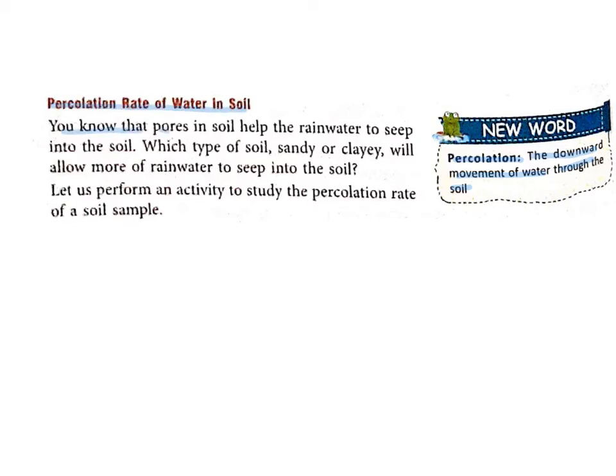You know that pores in soil help the rainwater to seep into the soil. Which type of soil, sandy or clay, will allow more rainwater to seep into the soil? I hope you all can answer it. Dear children, here you need to compare the particle size of sandy soil and clay soil. Now children, as you know, sandy soil contains larger particles, hence contains more gaps. The rate of percolation will be greater in sandy soil as compared to clay soil.